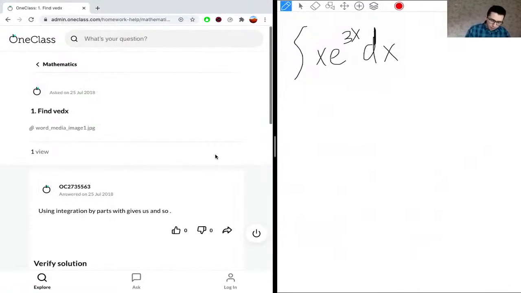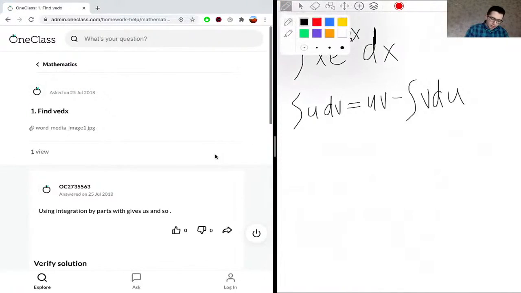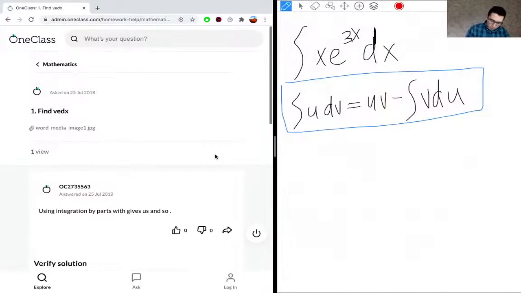So to refresh your memory of what integration by parts is, if we had an integral of u dv, it would be equal to uv minus the integral of v du. So this is just the standard formula for integration by parts. So we'll use it to evaluate.